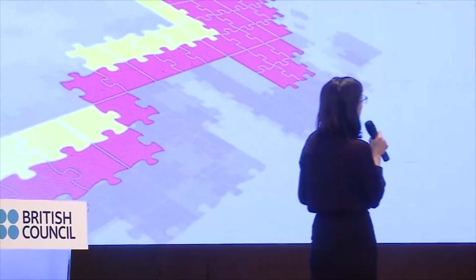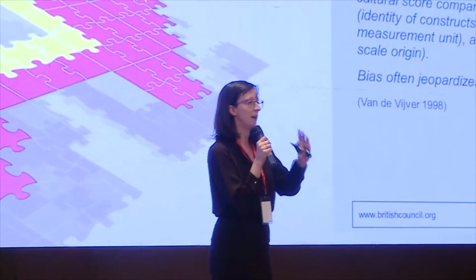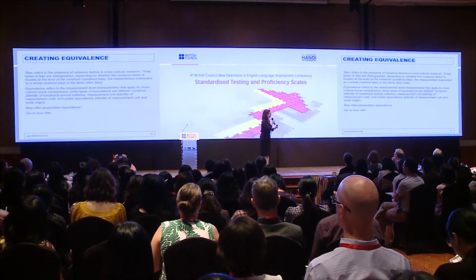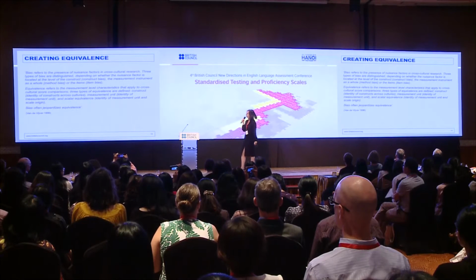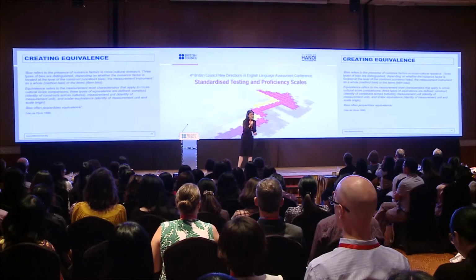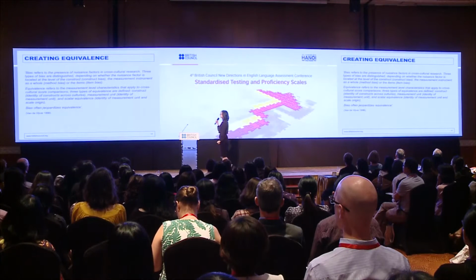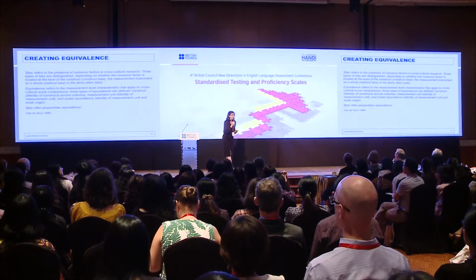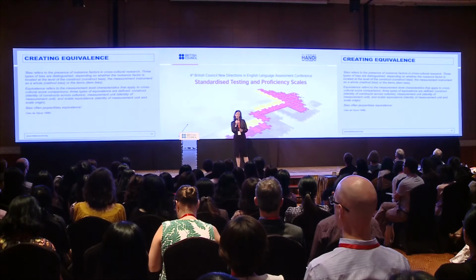So, creating equivalence involves the mitigation of bias. Bias refers to the presence of nuanced factors in cross-cultural research, and three types of bias exist. These are referred to as construct, method, or item bias. Equivalence refers to the measurement of level characteristics that apply to cross-cultural score comparisons. And what we know and what we understand is that bias jeopardizes equivalence.